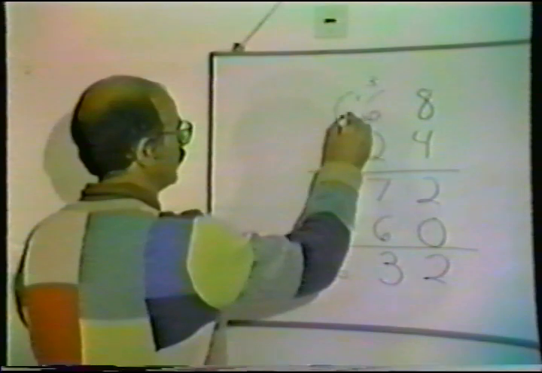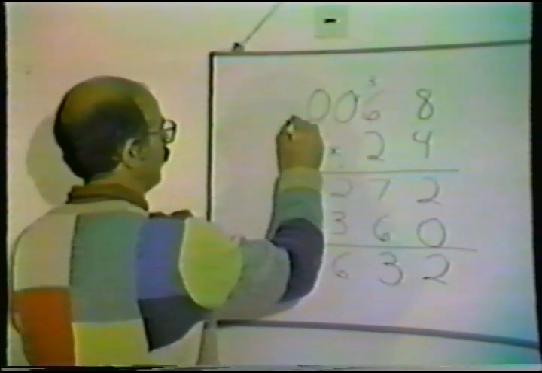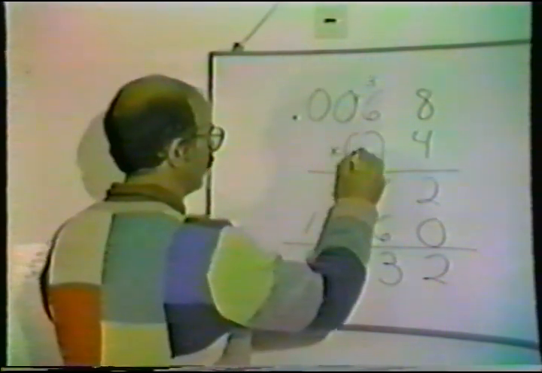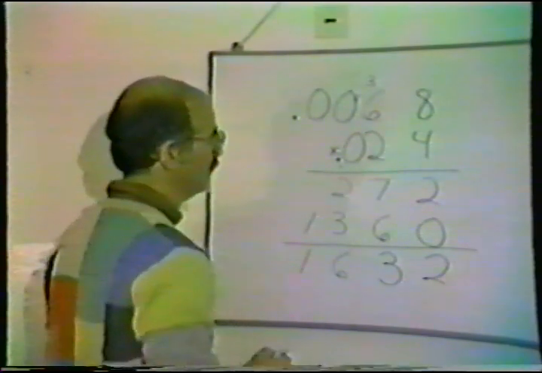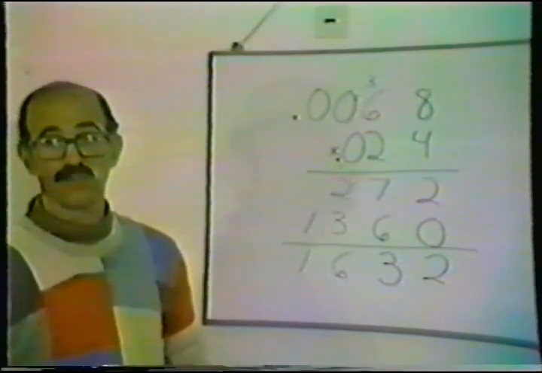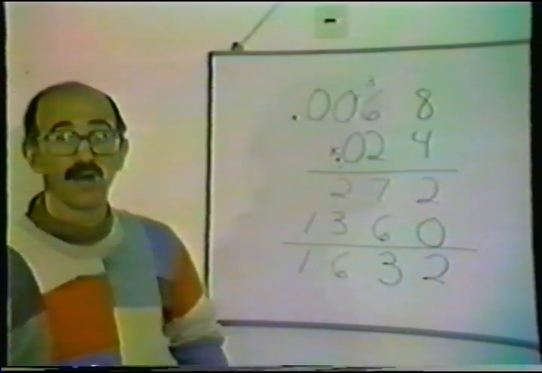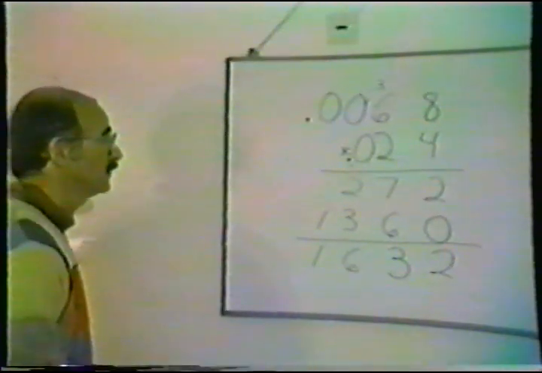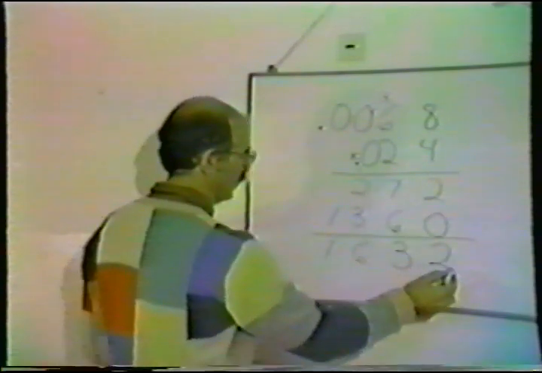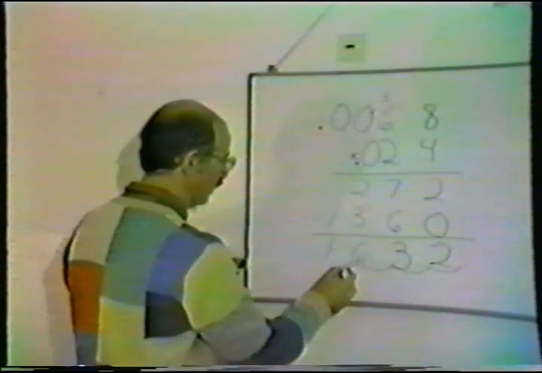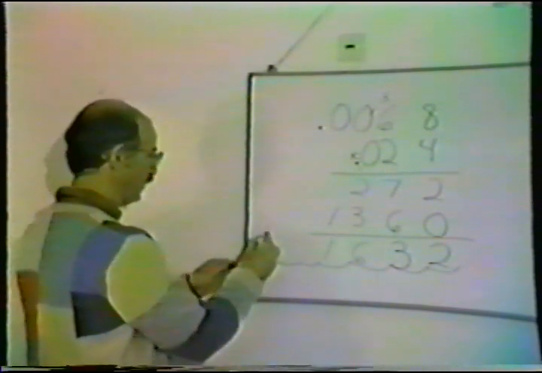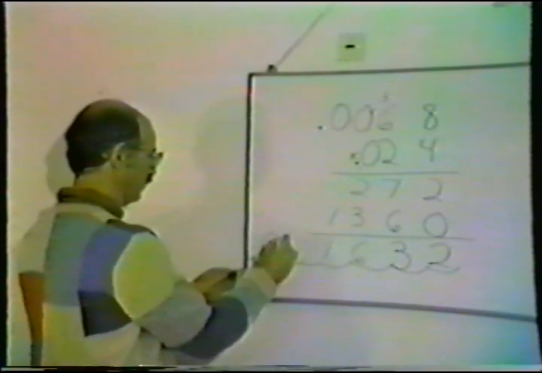We'll put 0.0068, and we'll put a 0 here and a decimal point. How many places are there filled to the right of the decimal points? 7. 1, 2, 3, 4, 5, 6, 7. Fill these places with zeros.